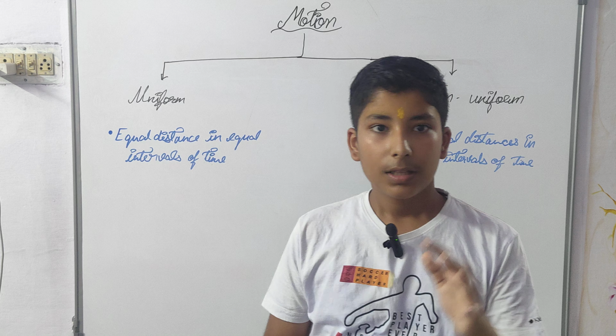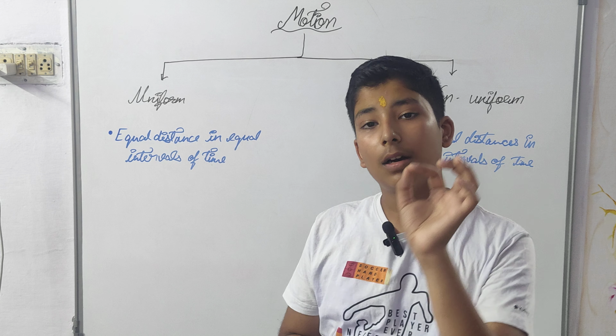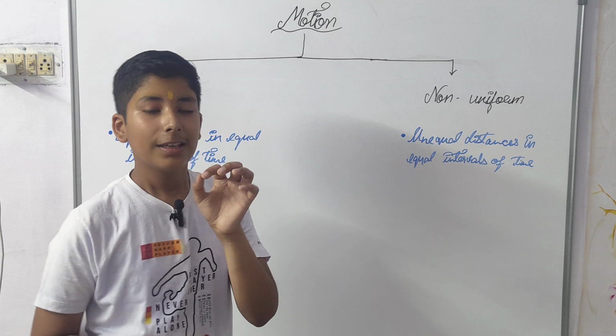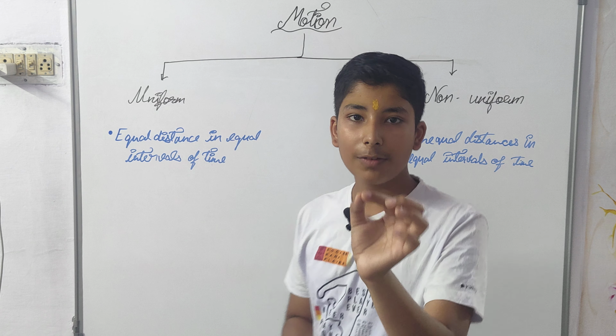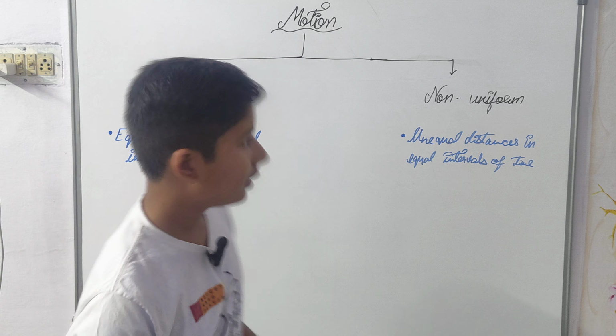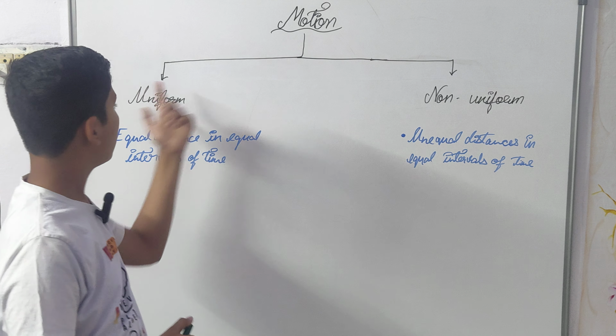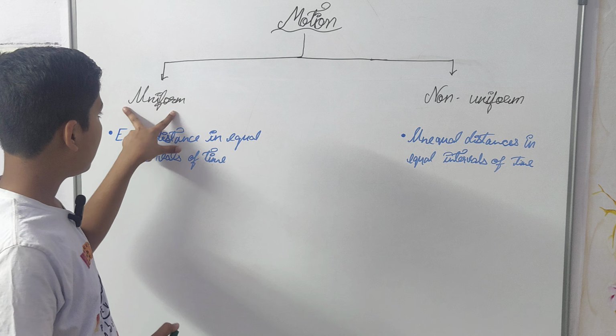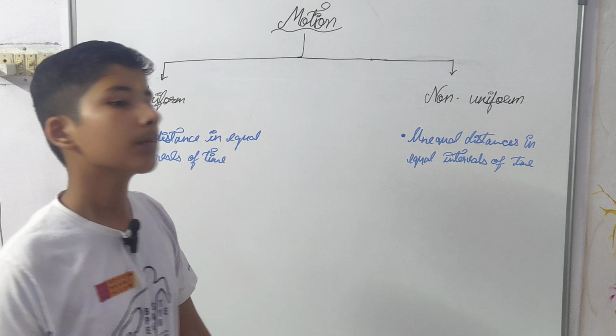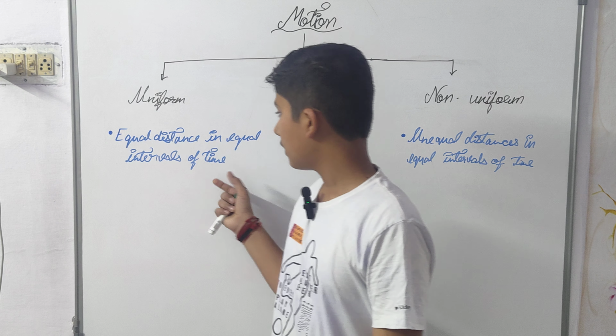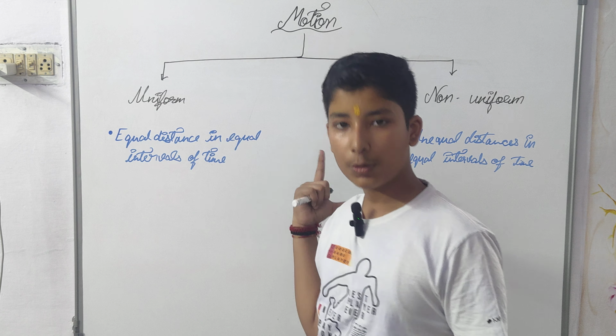And this video is going to be part 2 of the motion chapter. In the previous video I did vector and scalar quantities, but in this video I am going to tell you the parts of motion. So there are two parts. Firstly, uniform and non-uniform motion. Motion is of two types, uniform and non-uniform.